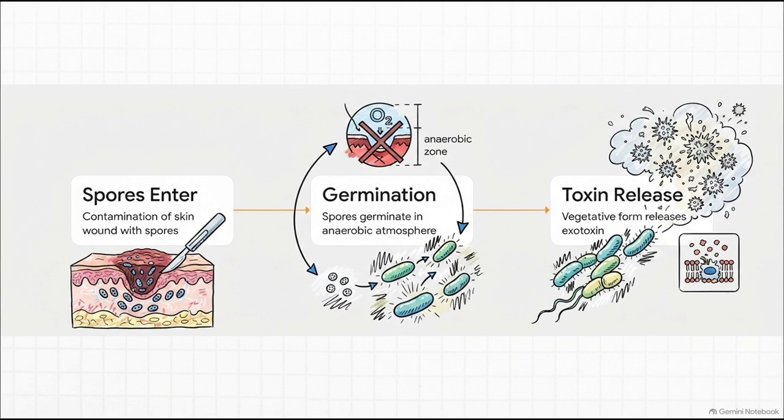Deep inside that wound, there's no oxygen, right? It's an anaerobic atmosphere. Under those specific conditions, those dormant spores suddenly wake up. They germinate into their vegetative or adult form. And once they're active, we hit step 3. They start pumping out a devastating exotoxin.